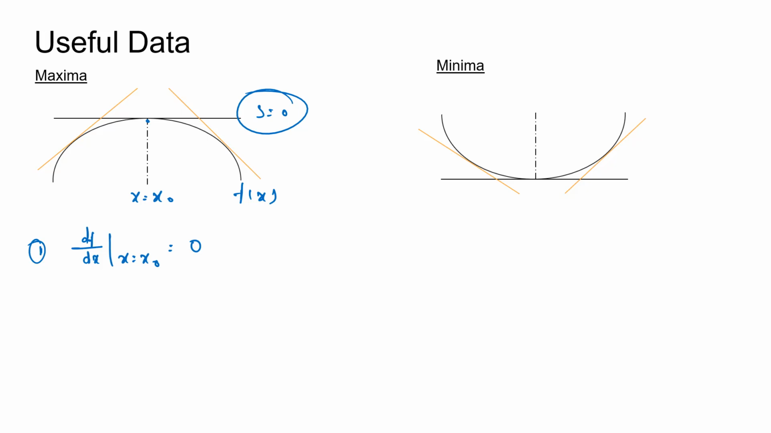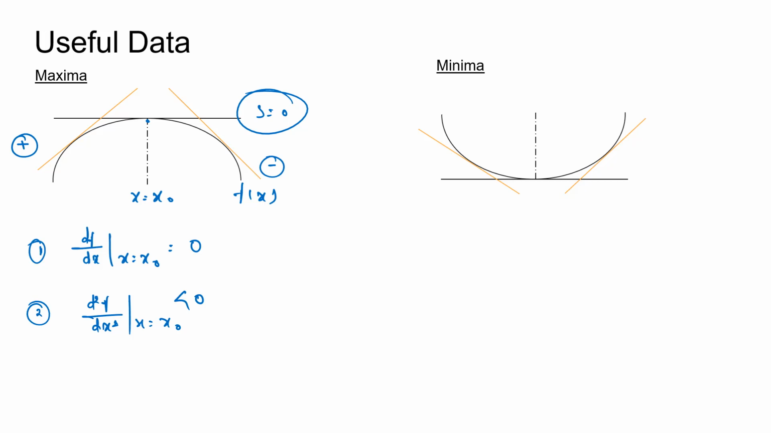And we can clearly see here that before the maxima, if we draw the tangent, we are getting a positive slope, and after the maxima we are getting a negative slope. So the change of slope is from positive to negative. So the second condition is the second derivative of the function, d square f by dx square at x equal to x0, should be less than 0 for a function to be a maxima.